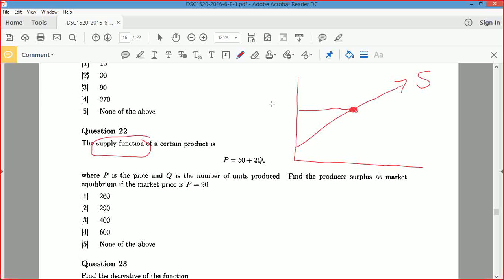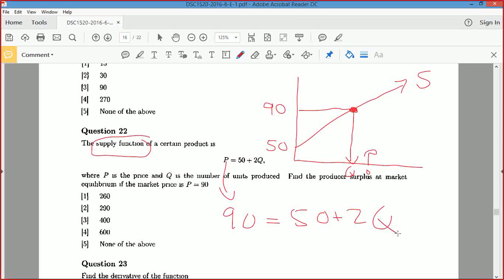Okay, so at market equilibrium, the price here was 90. This value here is 50. I just need the quantity. Okay, so what's the quantity going to be? Well, when P is 90, Q is equal to 20. Q is 20, right? 20, yes.